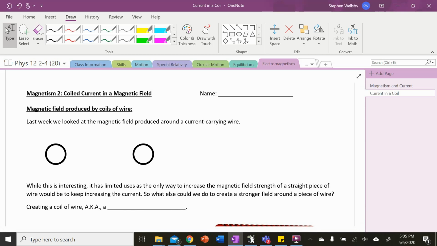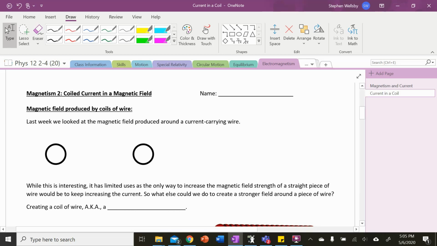Last week we were talking about the magnetic fields that are created by a single wire. That's where we had the right-hand curl rule, or right-hand rule number 1, where if we curl our hand into a fist, then our fingers would tell us the direction of the magnetic field, and our thumb would tell us the direction of the current in the wire.